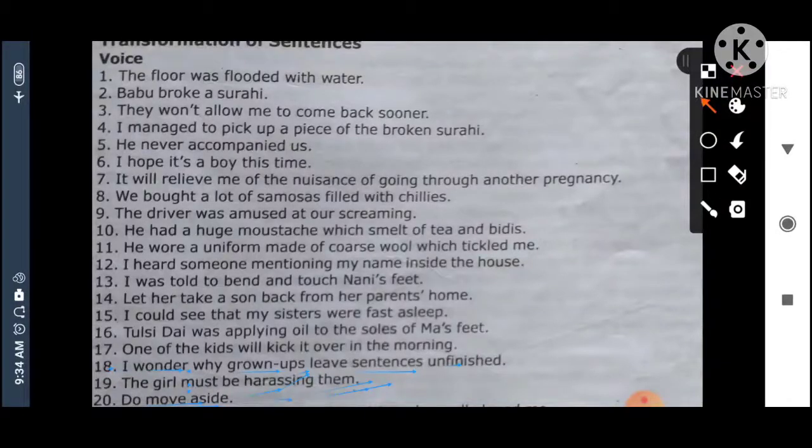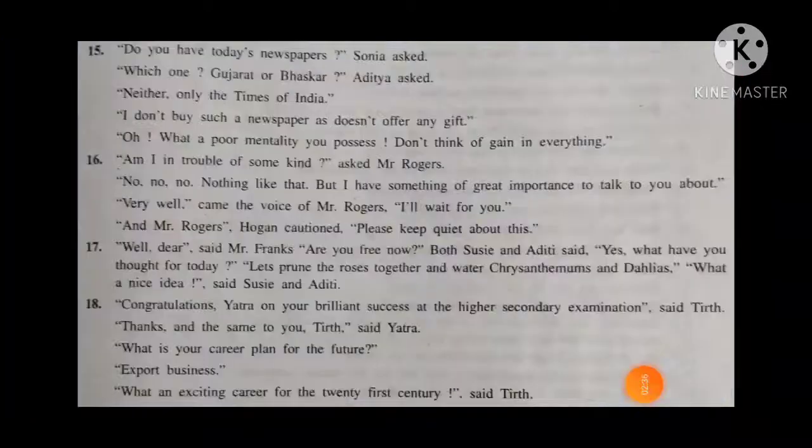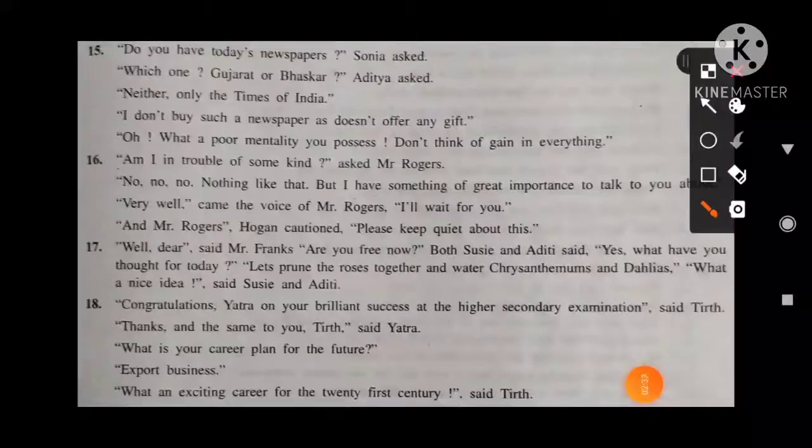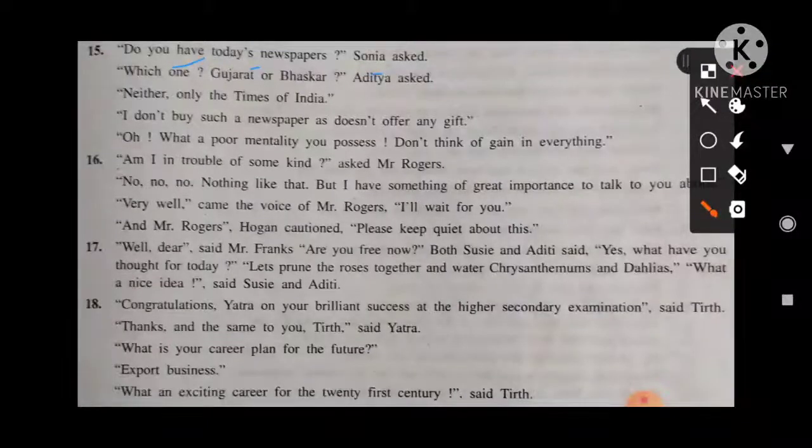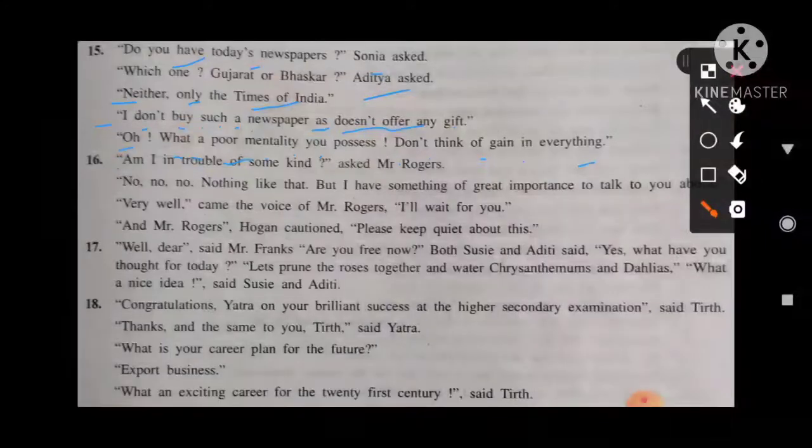Now let's see a few of the sentences of direct indirect narration. Do you have today's newspaper? Sania asked. Which one? Gujarat or Bhaskar? Aditya asked. Neither, only the Times of India. I don't buy such a newspaper as doesn't offer any gift. Oh, what a poor mentality you possess. Don't think of gain in everything.